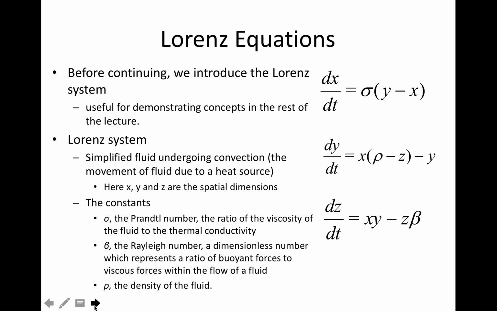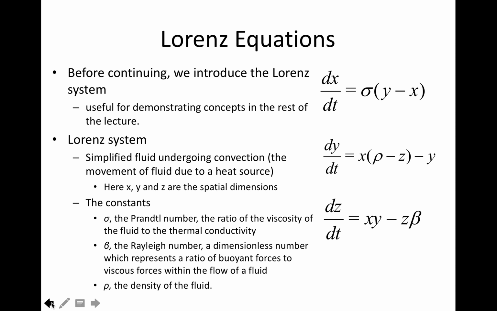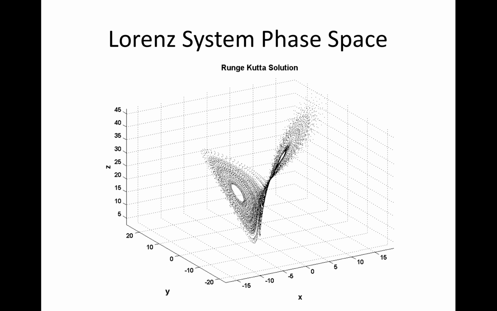So picking specific sigma, rho, and beta, you see that the phase plot in this case is not two-dimensional, it's actually three-dimensional. So instead of plotting x versus y, we're plotting x versus y versus z. Each one of these points on the plot represents, for a specific point in time, what x, y, and z are. So basically you would be tracing out this path, which kind of looks like a butterfly, as time goes on.